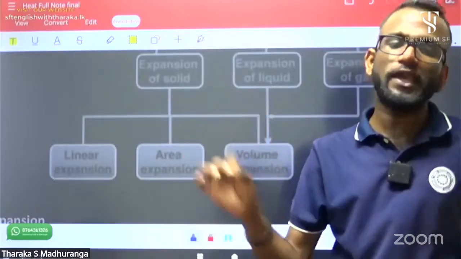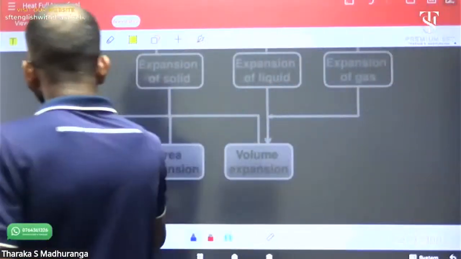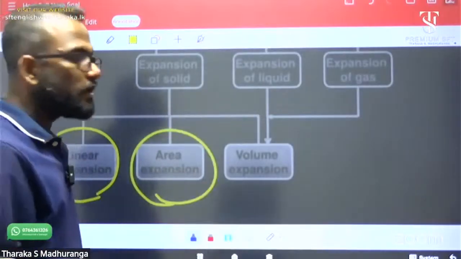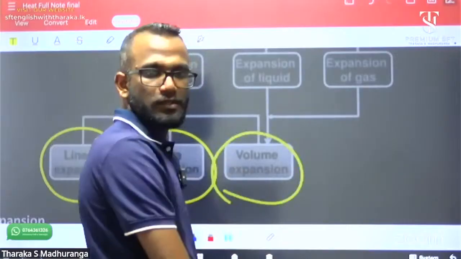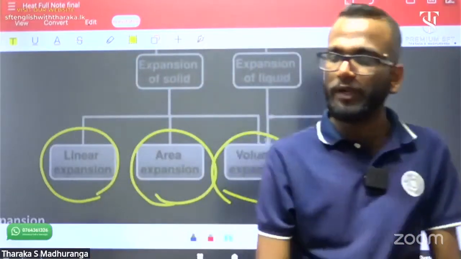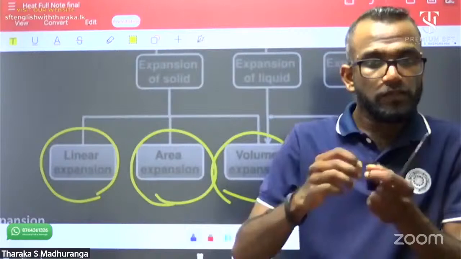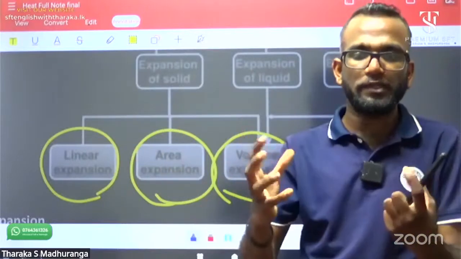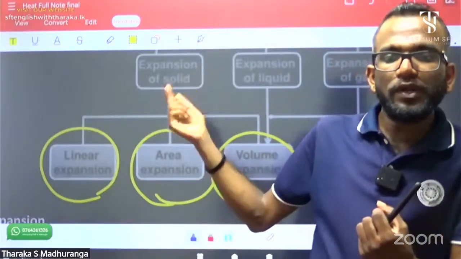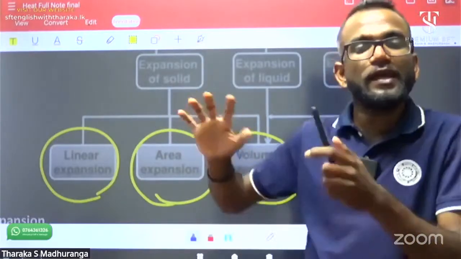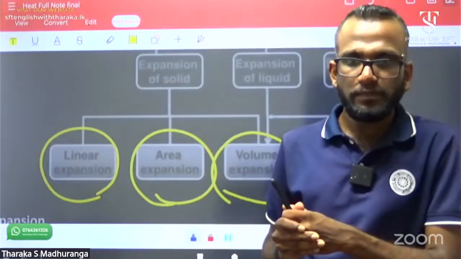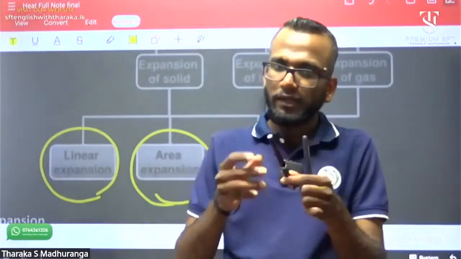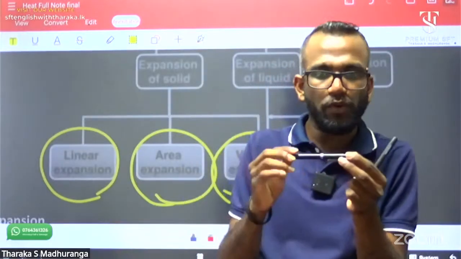The first one, linear expansion. The second one, area expansion. The final one, volume expansion. Solid expansion, how many types? Three main types: linear expansion, area expansion, and volume expansion. If you take liquid and gas expansion, it has only volume expansion. Understand?